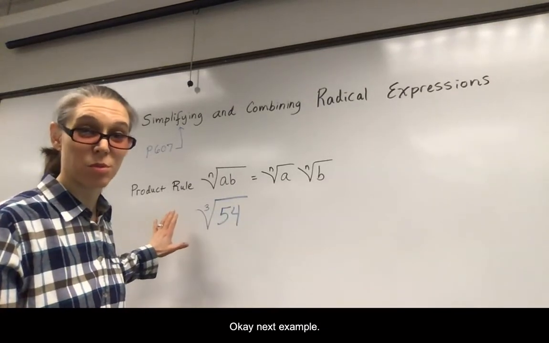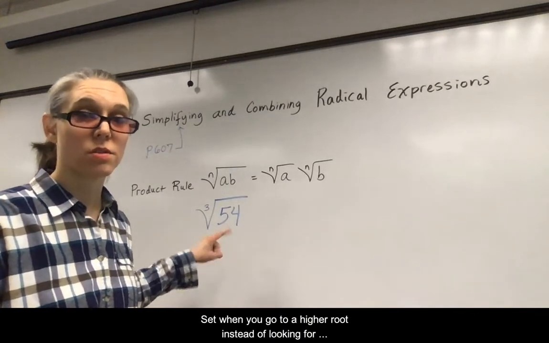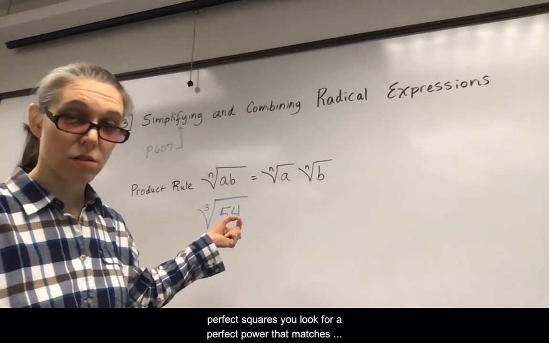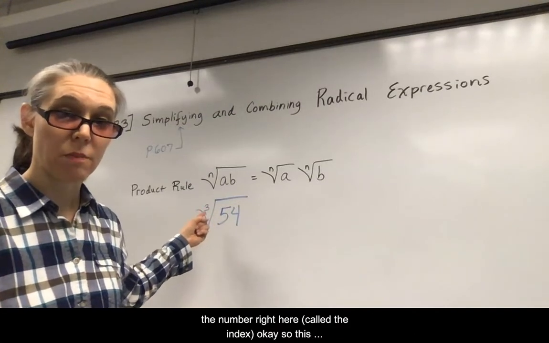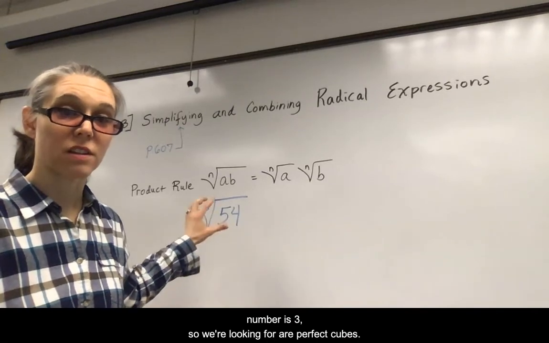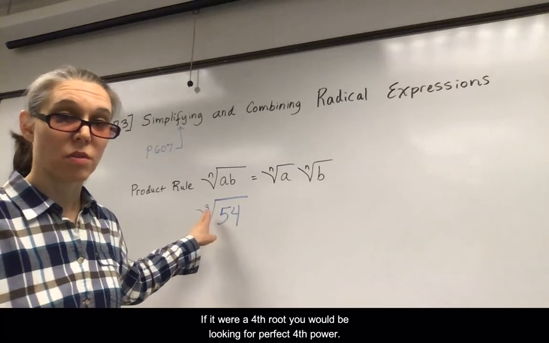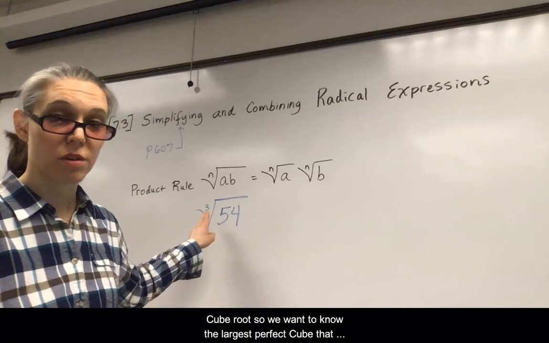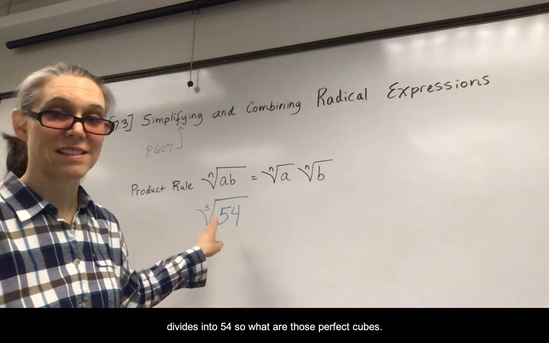Okay, next example. Cube root of 54. So when you go to a higher root, instead of looking for perfect squares, you look for a perfect power that matches the number right here. Okay? So this number is 3, so what we're looking for are perfect cubes. If it were a fourth root, you would be looking for perfect fourth powers. So here we have a cube root, so we want to know the largest perfect cube that divides into 54.